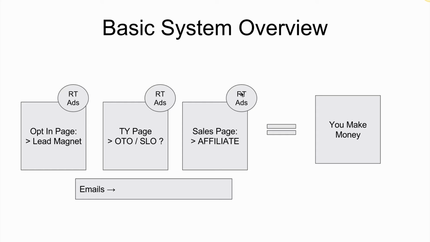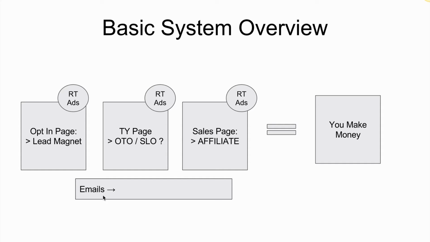And these are the retargeting ads. If this is your entire system, these are your web pages, then you can put pixels here and retarget people. But you go opt-in straight to affiliate. Now when they opt in, you're building a list, you're getting an email.